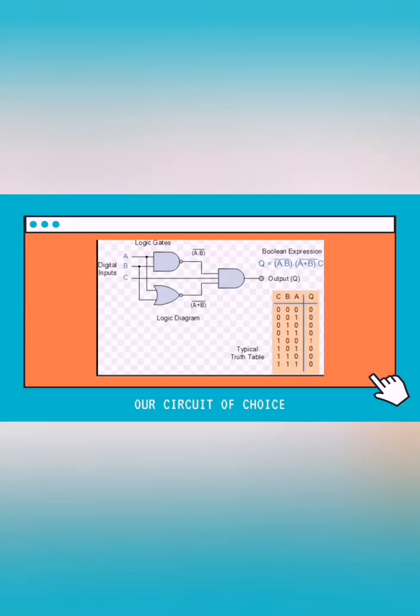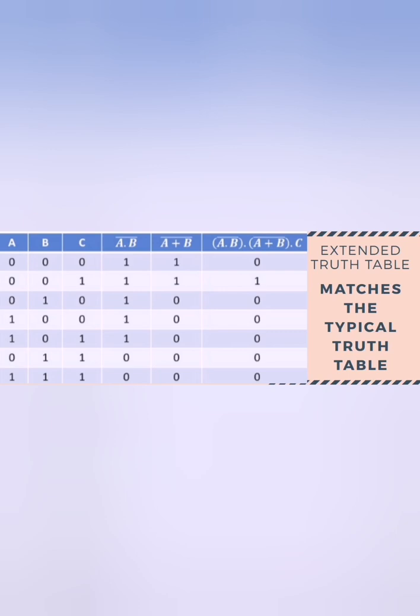Introducing our circuit of choice. This is also known as universal gate as we have NAND and NOR gate. This circuit serves as decoder. We have Boolean expression and typical truth table here as well. This is an extended truth table that I made to see whether it matches the typical truth table.